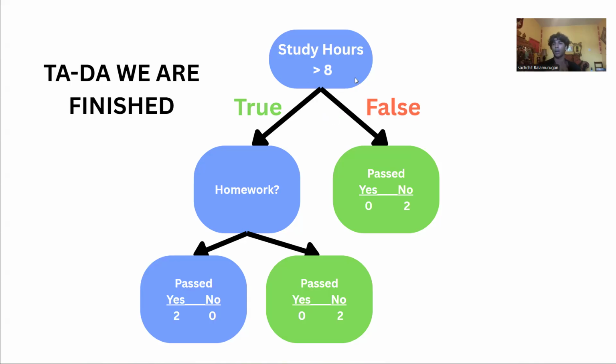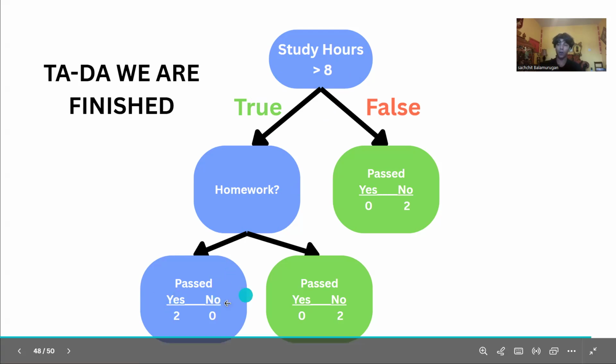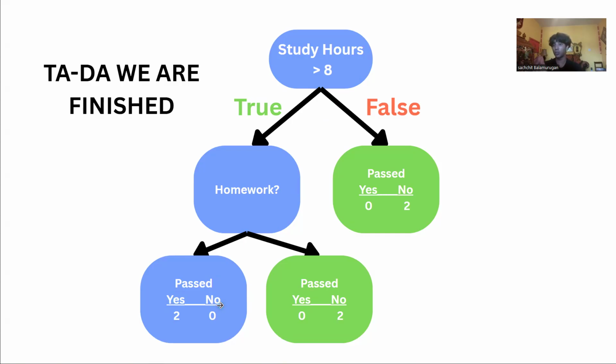Now it goes through the branch it creates. What's the first question? Study hours greater than 8? Yes, it is, it's 9 hours of study. So we go to this one, true. Did she do her homework? She said she did. Okay, it passed. So the output it would give is that, yes, you probably passed your exam as well, because your study hours is greater than 8 and you did your homework.